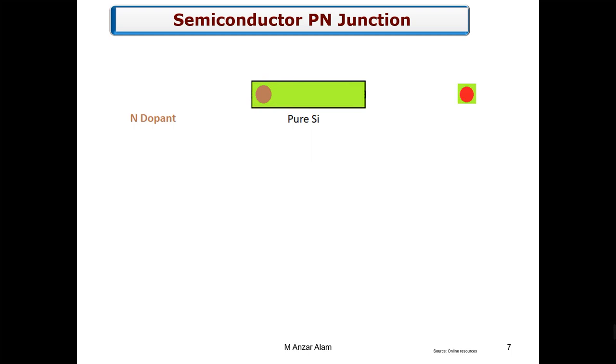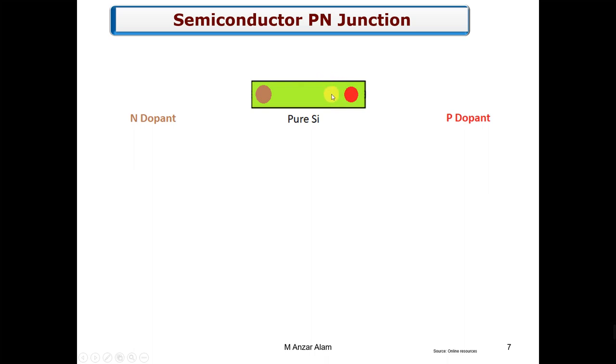If you do the same thing but with the opposite charge, that is p-dopant. If we dope the same crystal block with the p-type dopant, then in this area there will be free holes. We can say that at this area we have free negative charge, and around this area we will have free positive charge. What will happen?